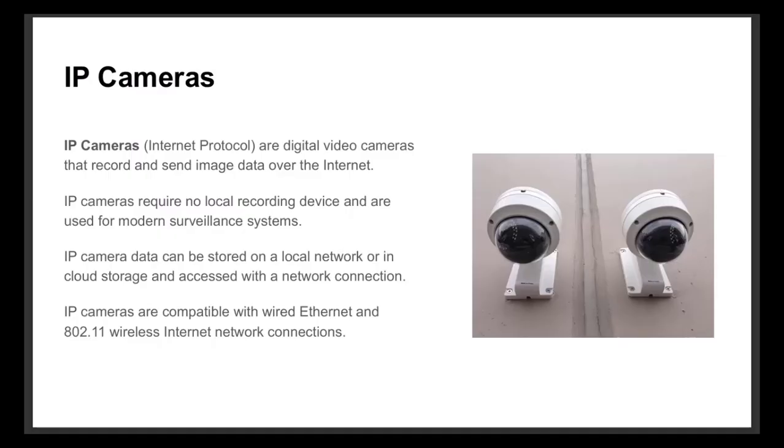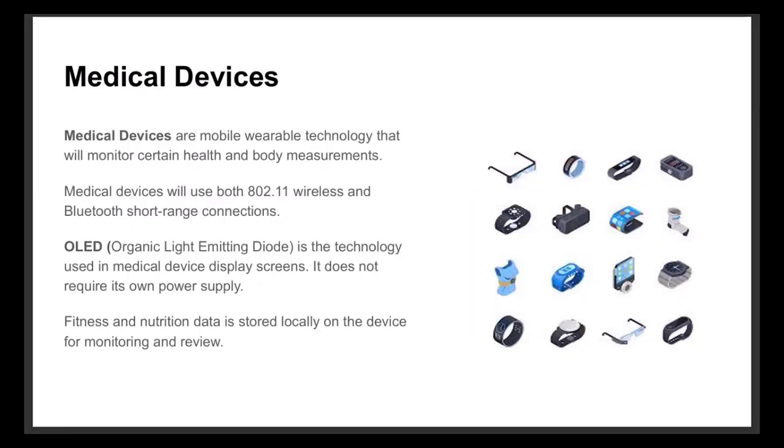And lastly, we're going to discuss medical devices. Medical devices is the category that we give to mobile wearable technology that monitors certain health and body measurements. Medical devices can help us to monitor things such as our heart rate, the amount of steps that we take in a day, as well as conditions for certain diseases and conditions like diabetes and heart monitoring. Our medical devices will use both 802.11 wireless and short-range Bluetooth for its wireless connectivity.